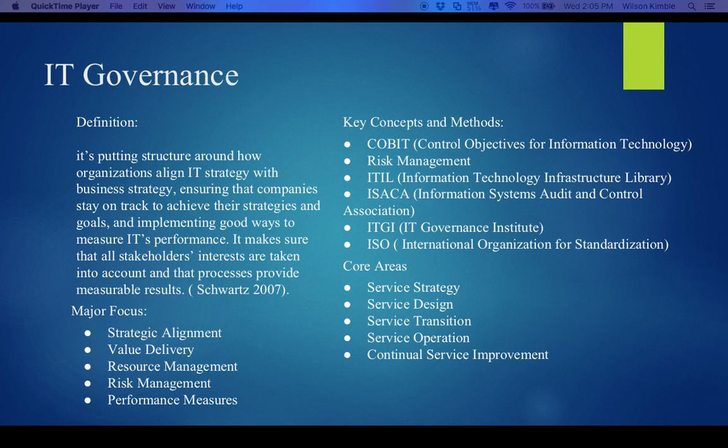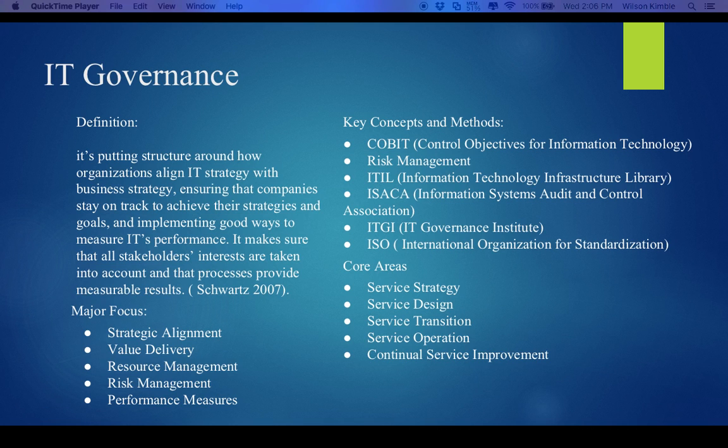We go on to the next slide, which is IT governance. IT governance is putting structure around how organizations align IT strategy with business strategy, ensuring that companies stay on track to achieve their strategies and goals, implement good ways to measure IT performance, and make sure that all the stakeholders' interests are taken into account and provide measurable results. The major focuses are strategic alignment, value delivery, resource management, risk management, and performance measures.